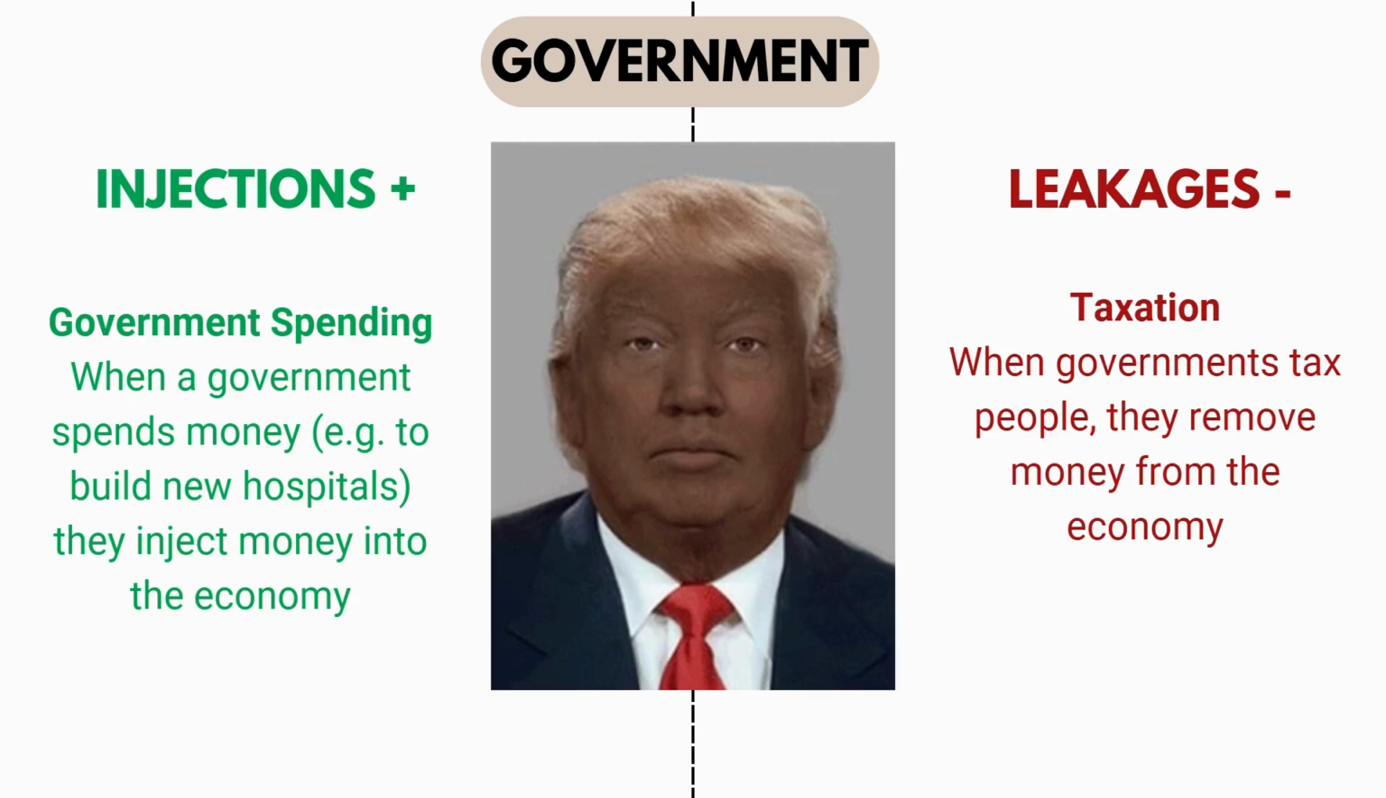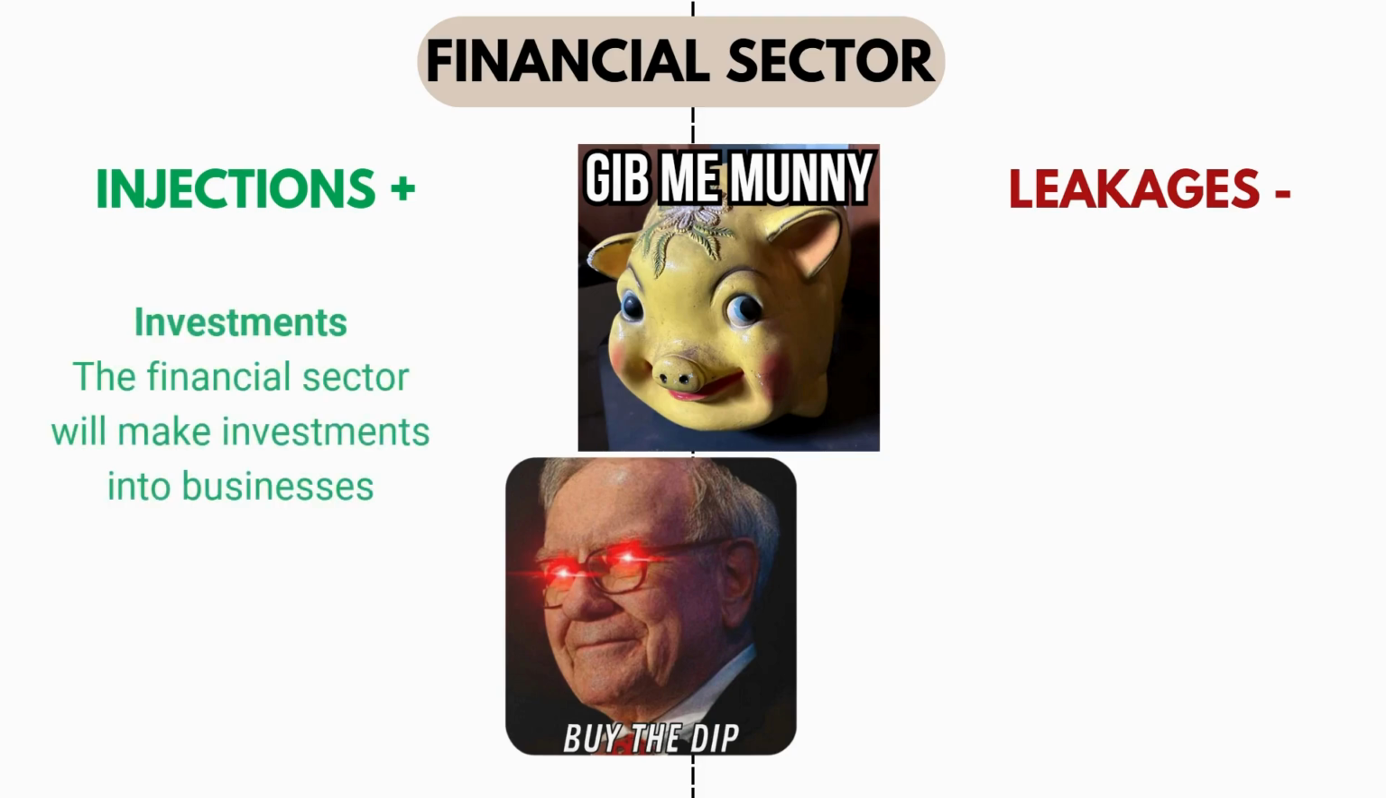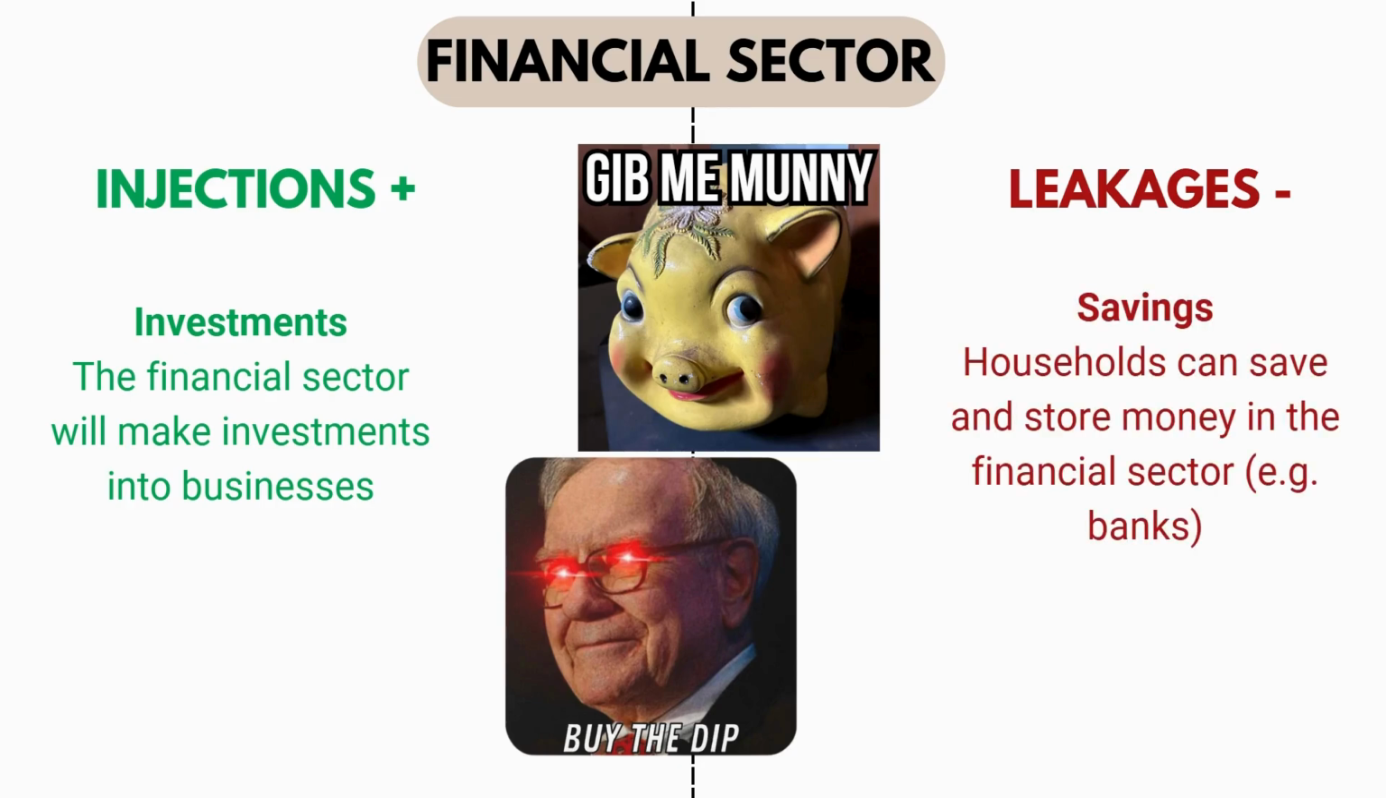The second agent to take note of is the financial sector, comprised of banks and other entities such as investment funds and real estate firms. The financial sector will invest into businesses, injecting money into the economy. It also helps households save their money through banking institutions, and by doing so, removes their money from the economy, at least until it is accessed again.